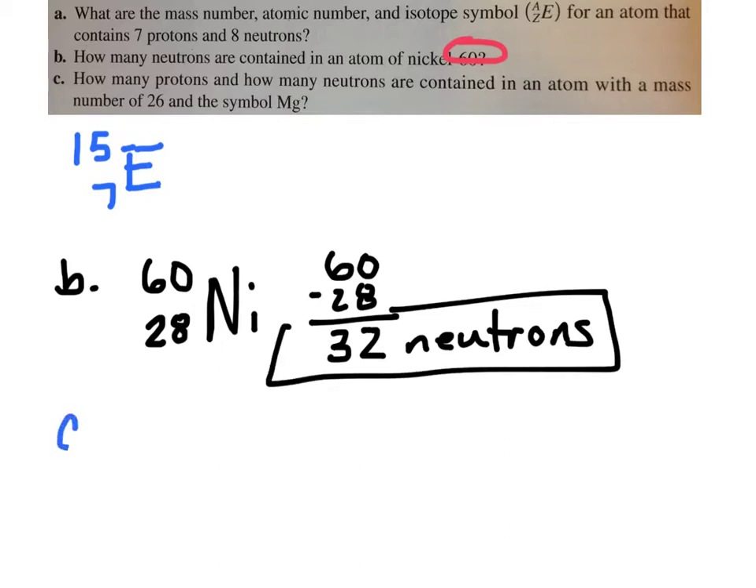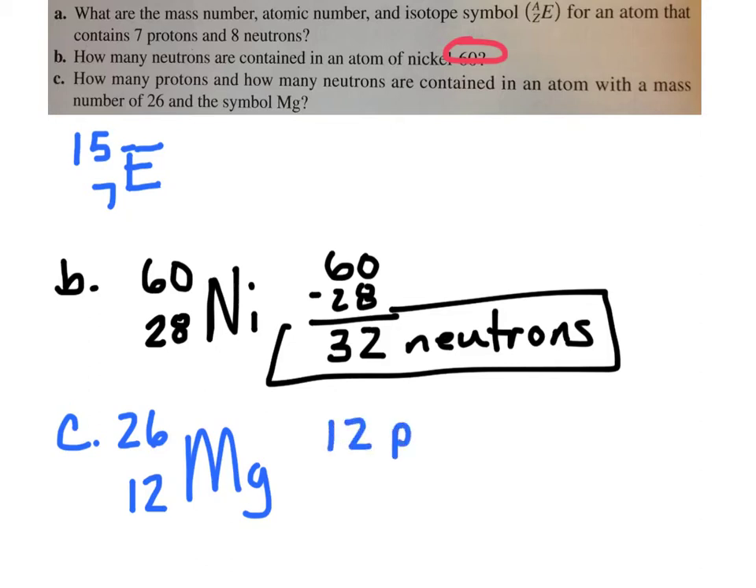Going on to C, how many protons and how many neutrons are contained in an atom with a mass number of 26 and the symbol Mg? So again, I like to set up my isotopic symbol or nuclear symbol and put Mg. I know the mass number is 26, so I'm going to put it on top. Then I'm going to look at the back of your textbook, or on a periodic table, and find out what number magnesium is. Be careful that you don't look up manganese because it's a different number. Magnesium is 12, so that's the atomic number that goes down here. Now I can quickly say, oh, there are 12 protons, and if I take 26 minus 12, I can say there are 14 neutrons.